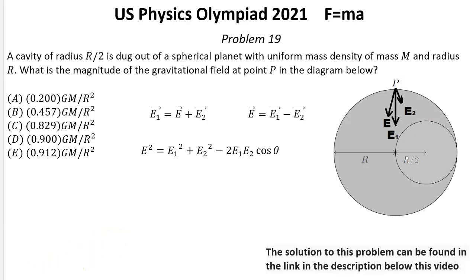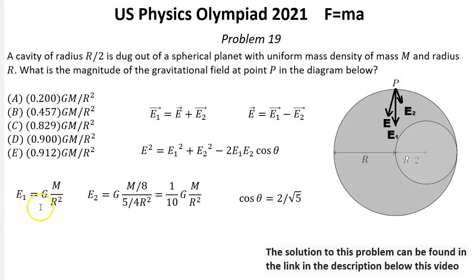Now we can write that E1 equals G multiplied by mass over R squared, and E2 equals G multiplied by the mass of the small sphere, which is m over 8, divided by 5 over 4 r squared, where the distance from the center of this small sphere to point P equals square root of 5 over 2 r.